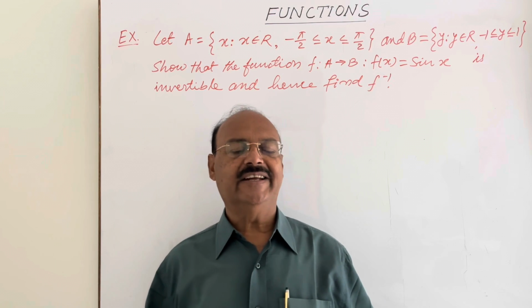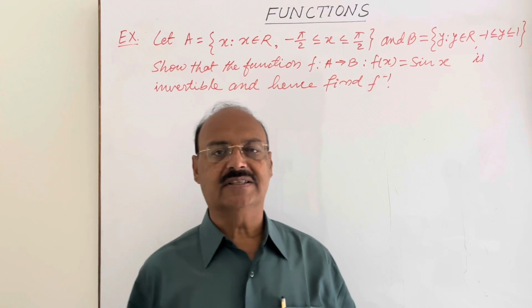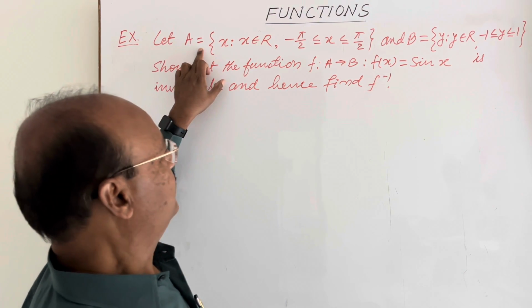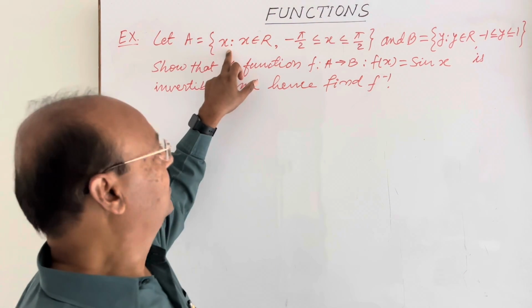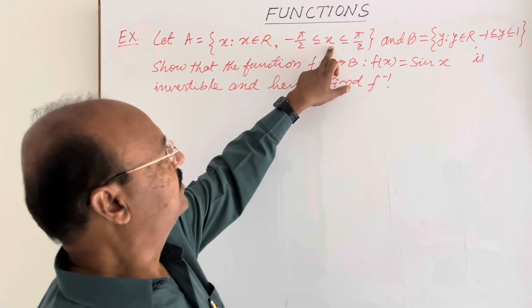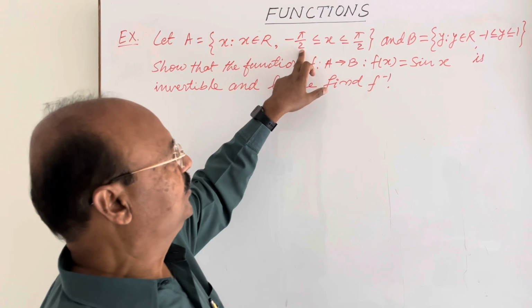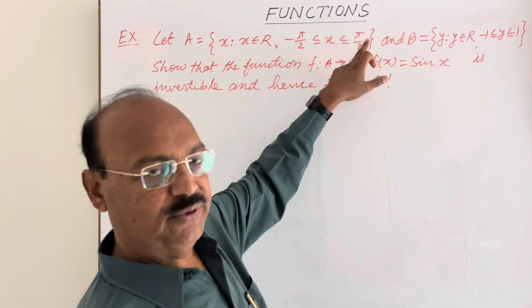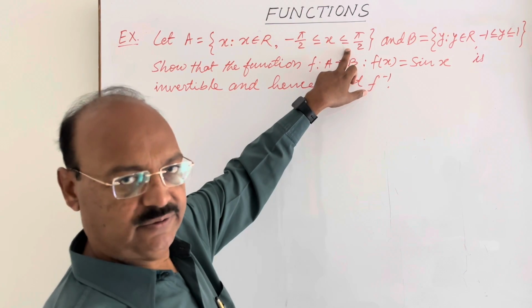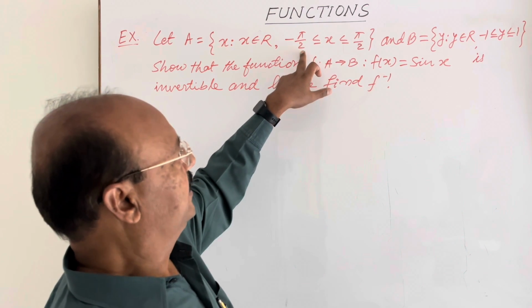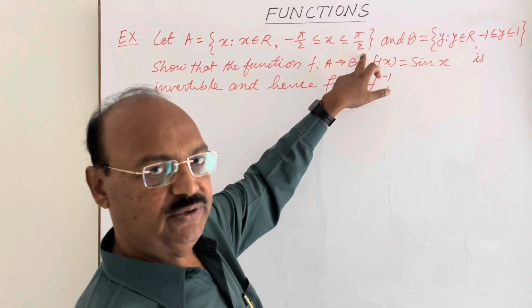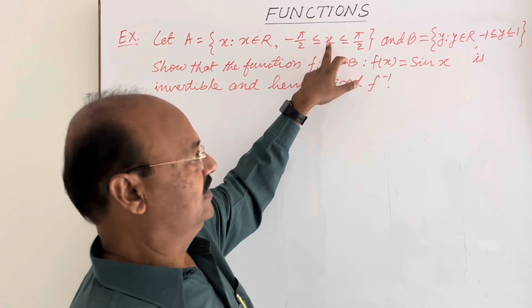Here we are discussing an interesting question from the chapter functions. The question is: let A be a set having element x such that x belongs to the set of real numbers and x lies between minus pi by 2 and pi by 2 in closed interval, because equality signs are here. So greater than or equal to minus pi by 2, less than or equal to pi by 2. This is the closed interval for this x.